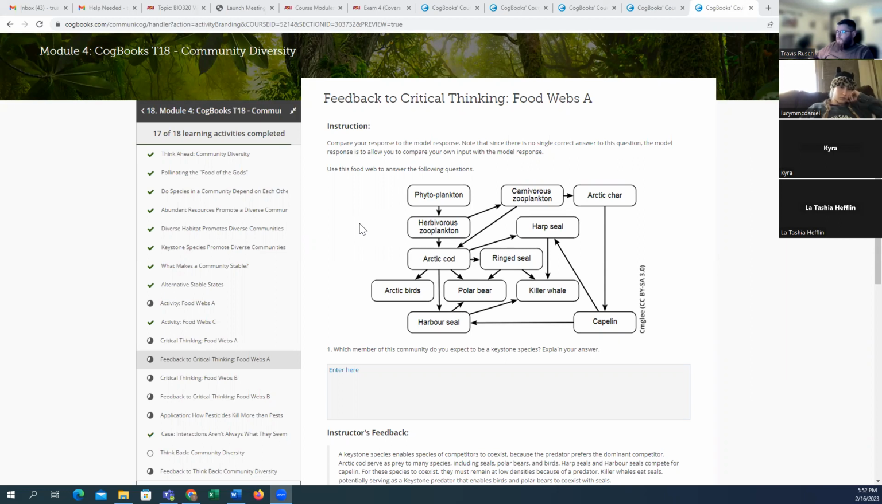Okay, I see that now. So I think the polar bear is important. And again, there's room to make some argument for that. But trying to see how many competitors it's interfering with would be a good strategy to look at when we're looking at keystone species.